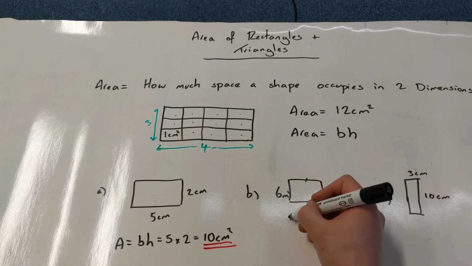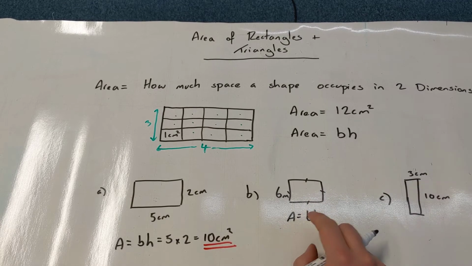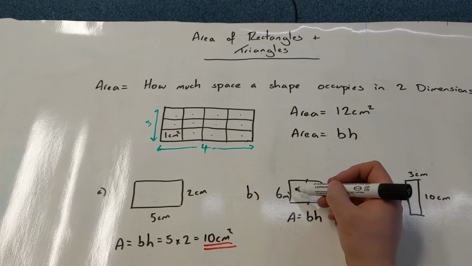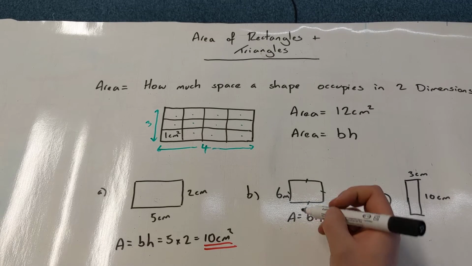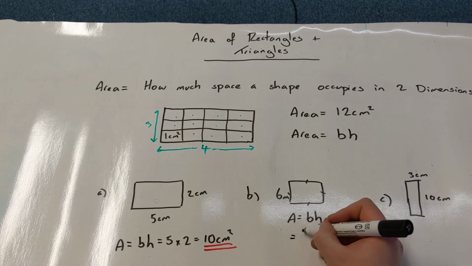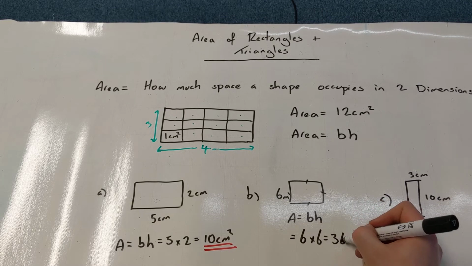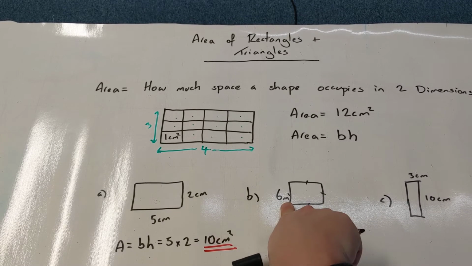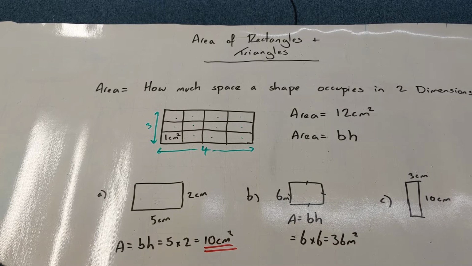For this one, area equals base times height. Remember, these little lines mean the sides are the same size. So if all these sides are the same, that means they're all 6. So that means the base is 6, as well as the height being 6. So that means it's 6 times 6, which equals 36. But this time it's metres squared, because the lengths of the side were in metres. So metres squared.